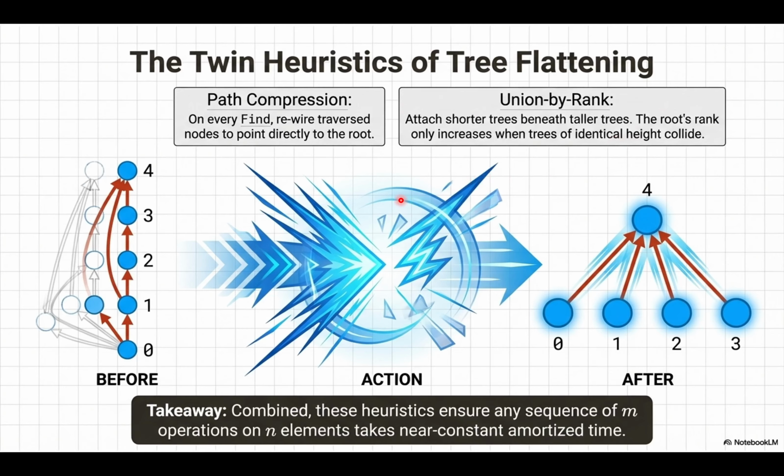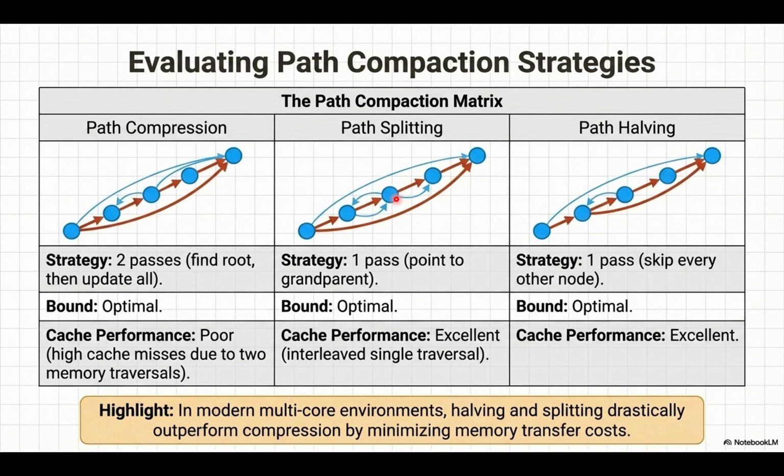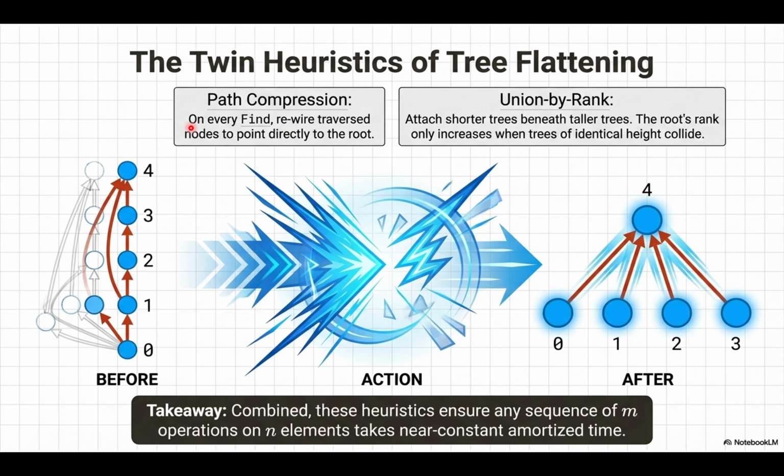Exactly. But the real magic, the thing that gives us that inverse Ackermann bound, lies in the second heuristic, path compression. Path compression. Okay, I love this one. It's so elegant. This happens during the find operation. Every single time you travel up the tree to find the root, you don't just find the answer and walk away. Right. You take every single node you traversed along that path and you rewire them to point directly to the root.